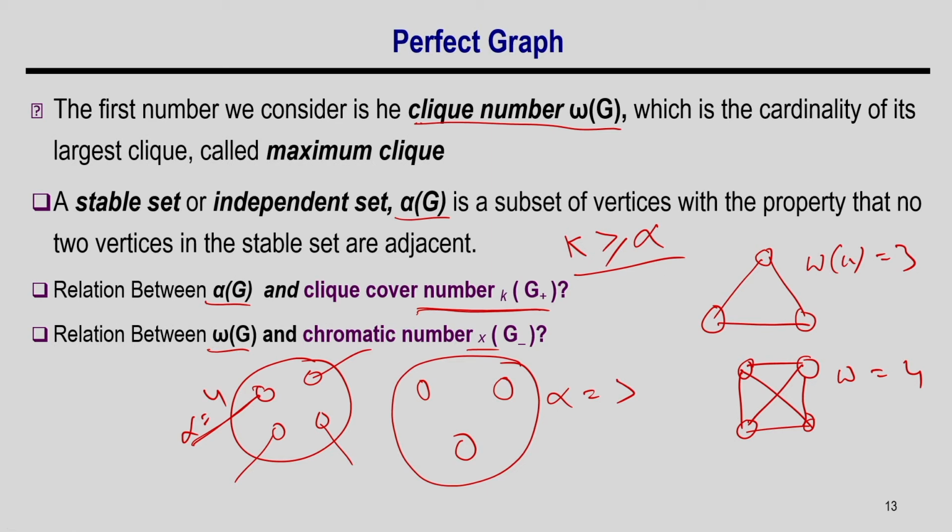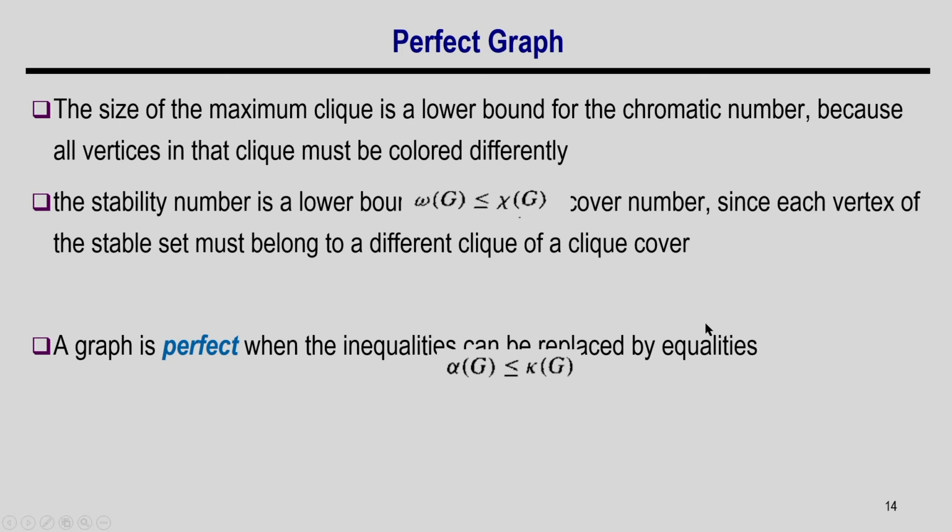So, this k should be greater than or equal to alpha, right. And similarly for chromatic number, if I found a maximal clique of size 4, what does it mean? They are all connected, and I must assign a different color to all these nodes, because they have edges between them, right. So, this is my color 1, 2, 3, 4. So, if I found a maximal clique of size 4, that means I need at least 4 colors. I might need more than 4 because of the other part of the graph, but at least 4. So, what I can say is that chi must be greater than or equal to omega. So, that is what I told here, that the chromatic number should be at least omega, and the clique cover must be greater than or equal to alpha.